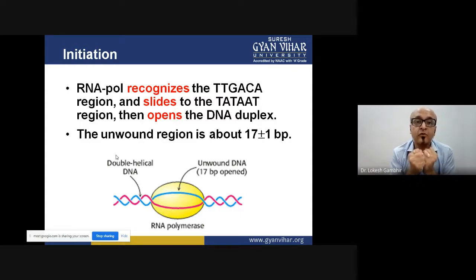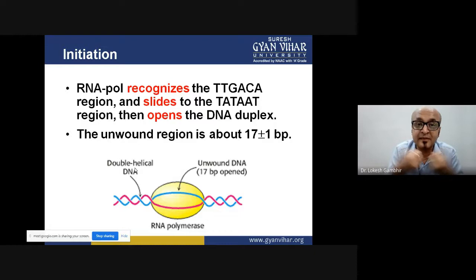We are about to start the transcription, and then it will slide ahead, and then it will reach the TATA box. That is the Pribnow box, TATAAT. The sequence I told you is present at the -10 position. Once it reaches the -10 position, it starts unwinding the DNA, starts opening the DNA. So the opening starts from the first promoter, that is -10.